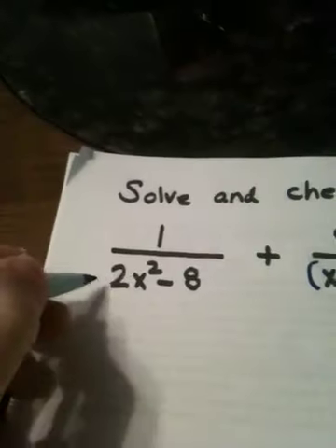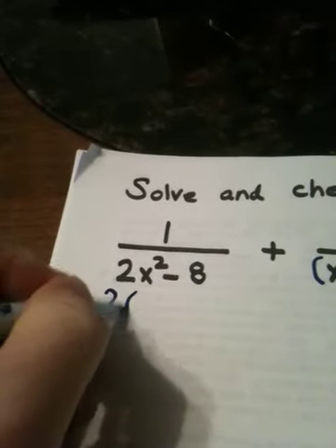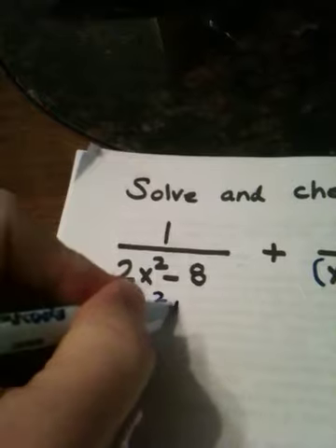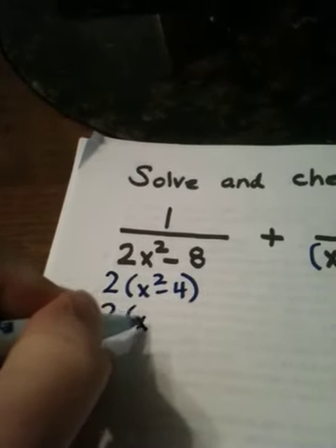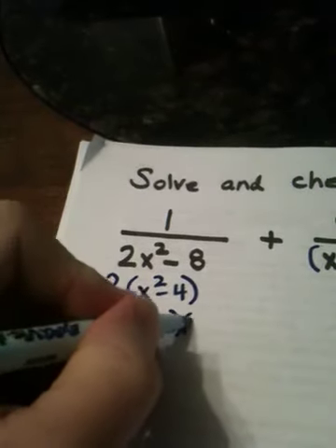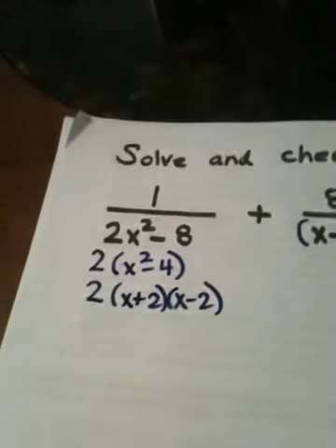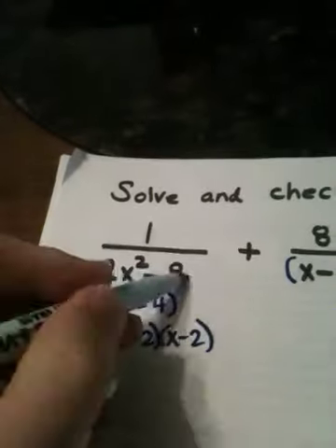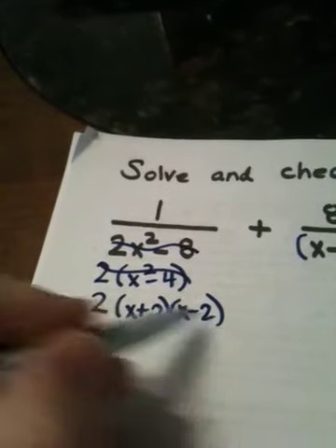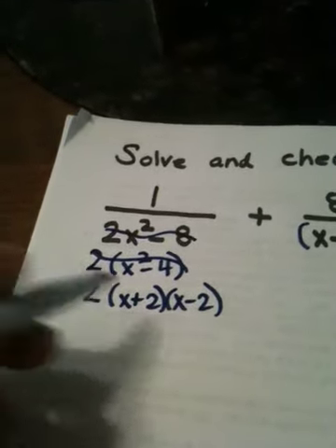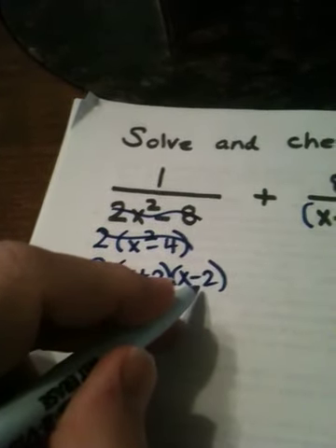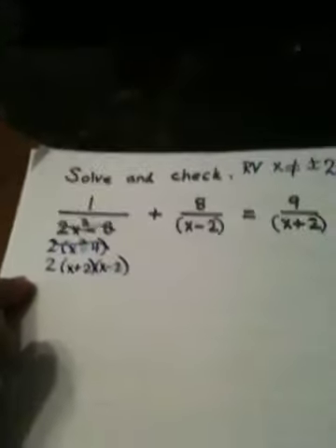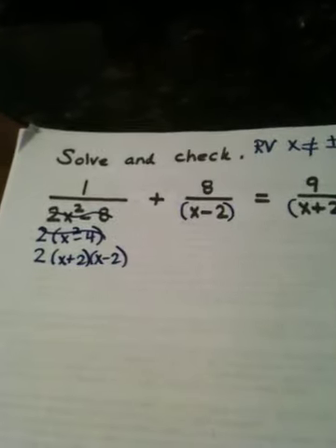Now when I factor this denominator, I start by pulling out a 2. That leaves me with x squared minus 4, but that factors more as x plus 2 times x minus 2. Okay? So basically, this is my new denominator. But notice the restricted values here would be -2 and +2. We already have those. Okay? So now our next step is to multiply through by the LCD.